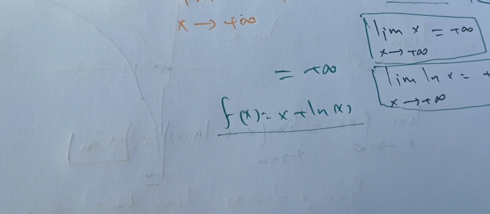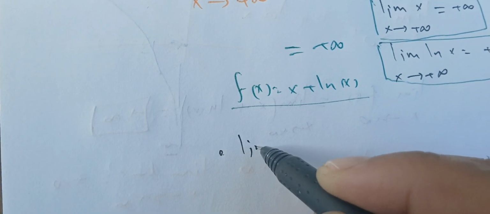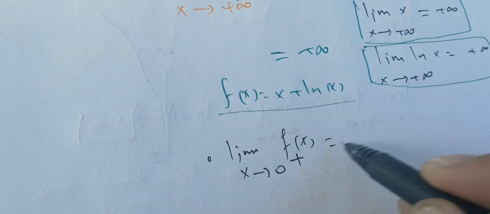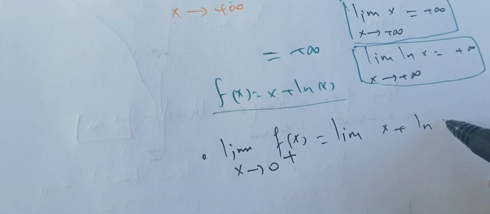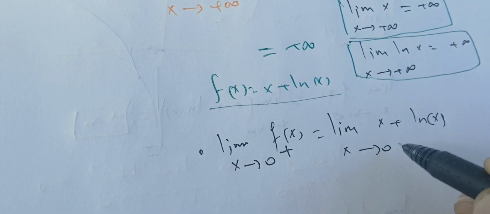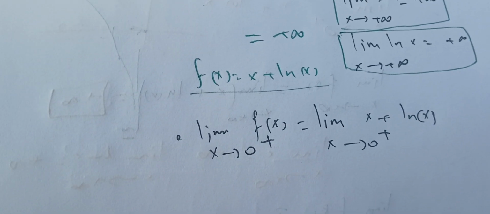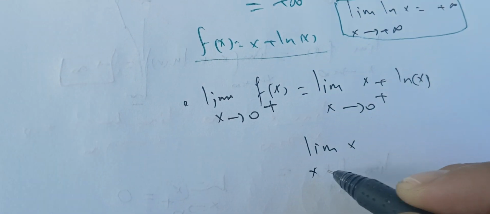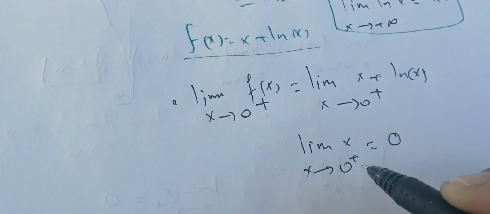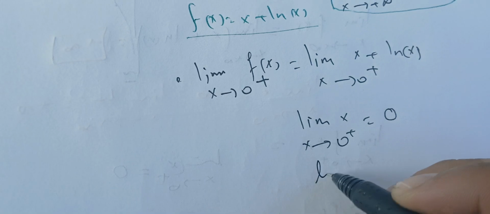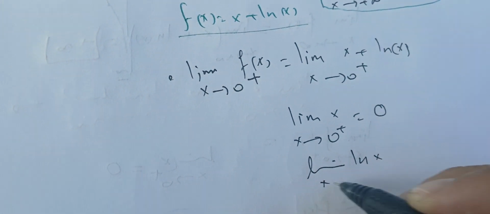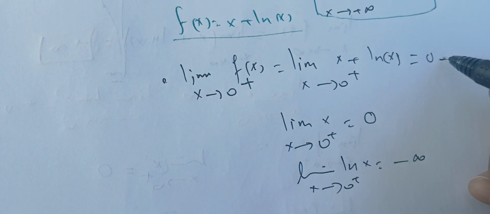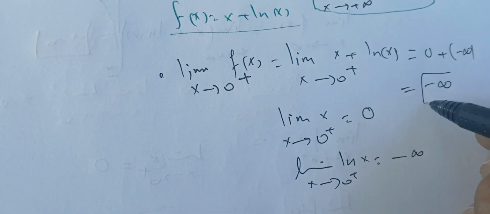Another key that we can do is that we can compute the limit of our function f of x as x goes to 0 from the right. That means we are looking for the limit of x plus ln of x as x goes to 0 from the right. Okay, here we're going to see something that we have seen before: the limit of x as x goes to 0 from the right is 0, and the limit of ln of x as x goes to 0 from the right is minus infinity. And therefore we have 0 plus minus infinity, which is minus infinity.